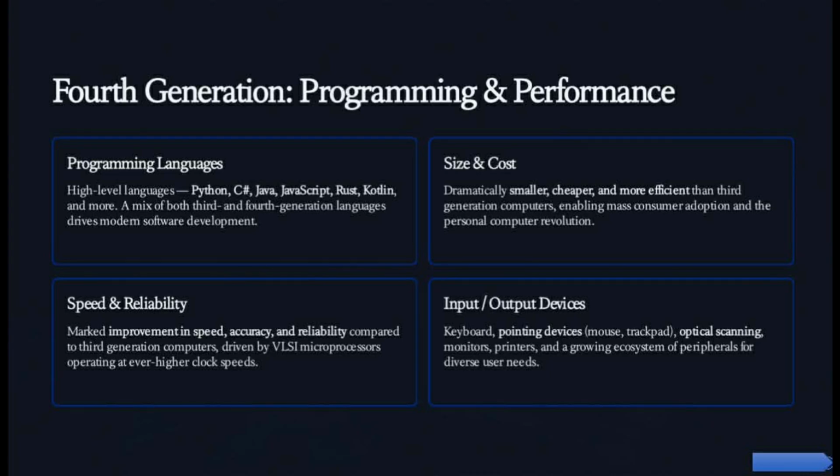The second is the size and cost. During the fourth generation, computers became dramatically smaller, cheaper, and more efficient.